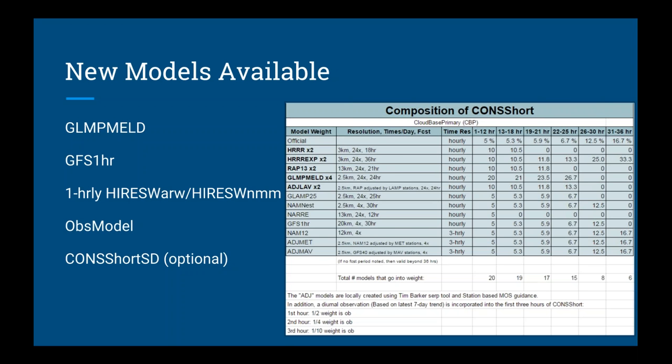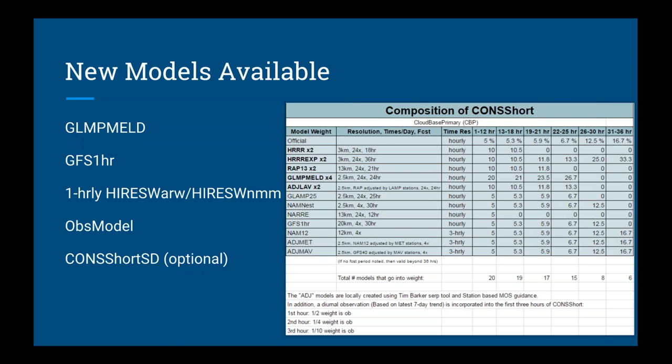And so what I'm doing with ConShort SD is, on a point-by-point basis, I look at the standard deviation, and if the model falls outside of, I actually use 2 standard deviations because we have a pretty small data set, it will throw out that model at that point. And then I recompute the blend, the average.